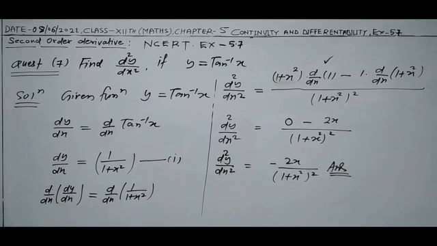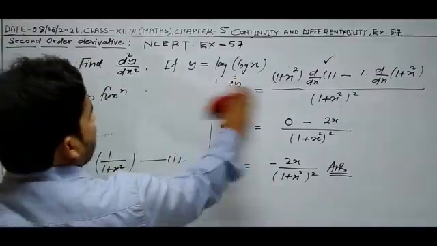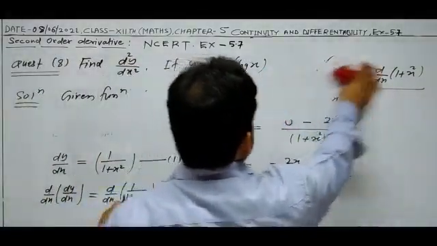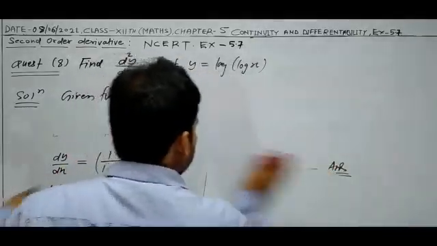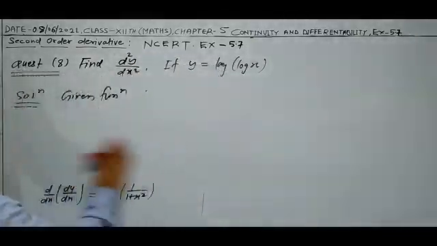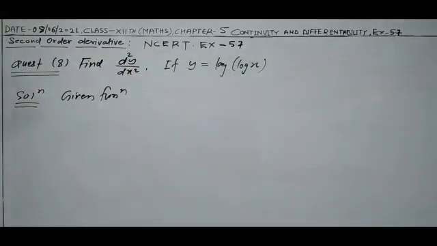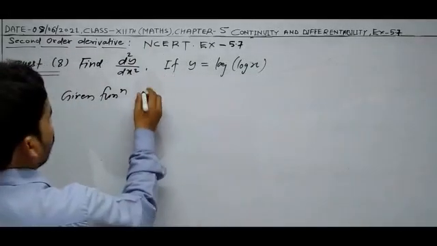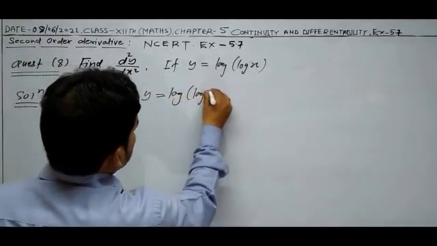Now come to the next question of 5.7. Question number 8 is: find d2y by dx2 if y is equal to log of log of x. So the given function is y is equal to log of log of x.